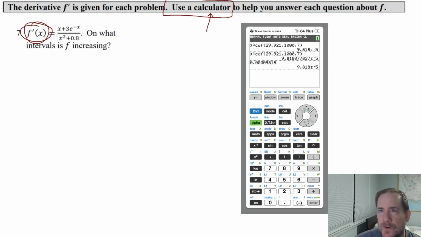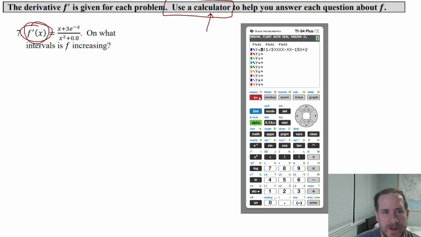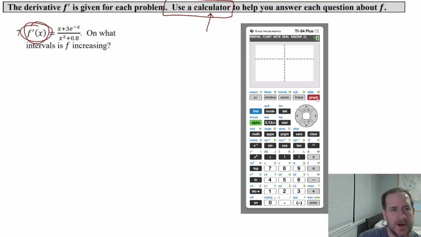Okay, so what happens if I move that? Nothing. Great. Okay, so obviously you want to enter the function, and you'll go into y1 to do that. Put parentheses around whatever's in your numerator, so it's x plus 3 e to the negative x. And close those parentheses, and then divide by parentheses x squared plus 0.8. Yeah, that looks fine. So now just press graph.